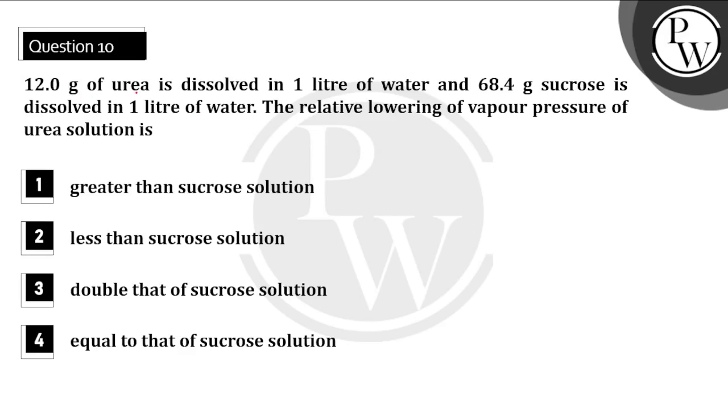12 grams of urea is dissolved in 1 liter of water. 68.4 grams sucrose is dissolved in 1 liter of water. The relative lowering of vapor pressure of urea solution is.